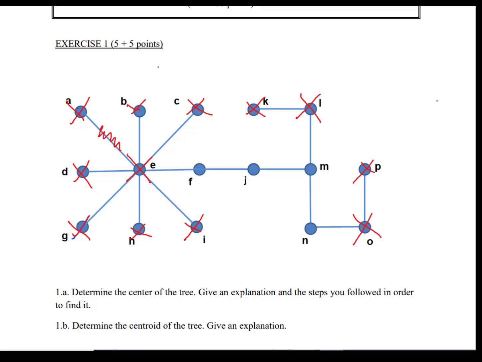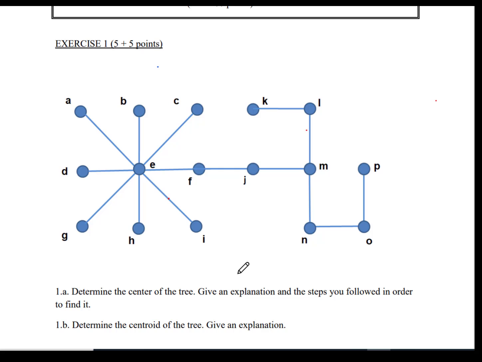Second iteration. Okay, we have an even smaller tree. Now F is a leaf and N is a leaf. Okay, and now we only have two vertices left, so these two vertices are the center of the tree.